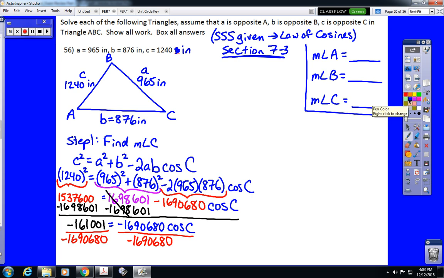And that gives us, I'm sure, a very ugly decimal. So negative 1690680 divided by that is 0.095228547, which equals the cosine of angle C. And that tells us that C is the inverse cosine of that decimal.